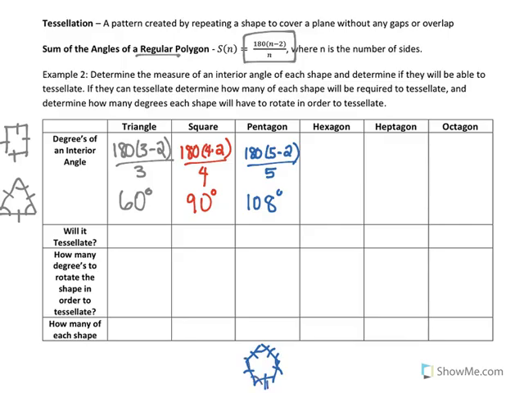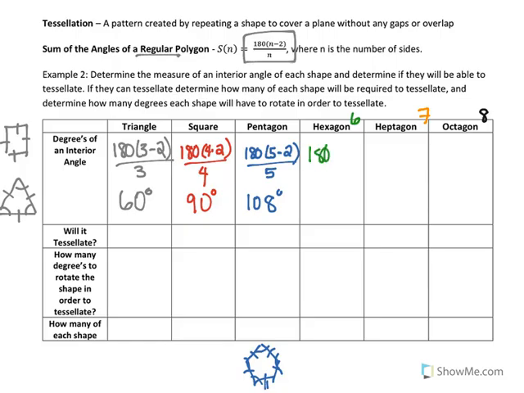Okay, I want you to pause the video and figure out the hexagon, heptagon, and octagon, knowing that a hexagon has 6 sides, a heptagon has 7 sides, and an octagon has 8 sides.